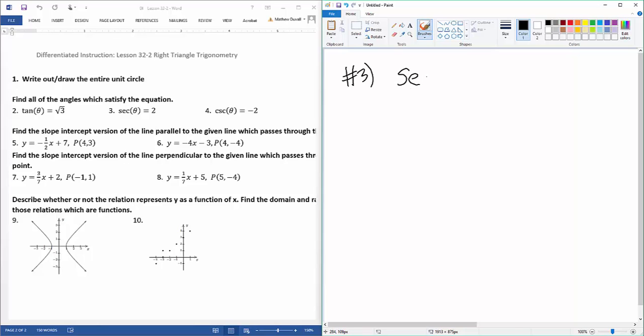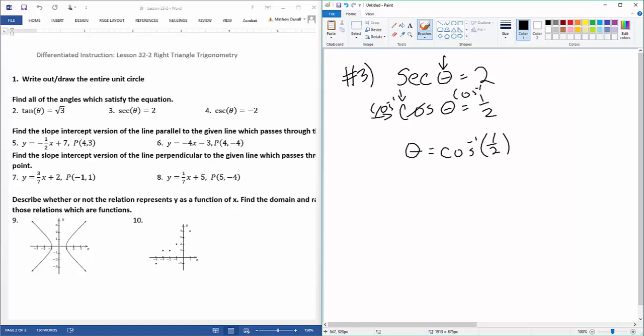So for number 3, if I have secant of theta equals 2, well, what it's asking me is what angle gives me the secant value of 2. But I didn't memorize secant and cosecant or even cotangent. So maybe if I relate this to cosine, because S goes to C, now it's asking me, once again, what's my cosine angle that's going to give me that 1/2. So if I take the cosine inverse to both sides, theta equals cosine inverse of 1/2.